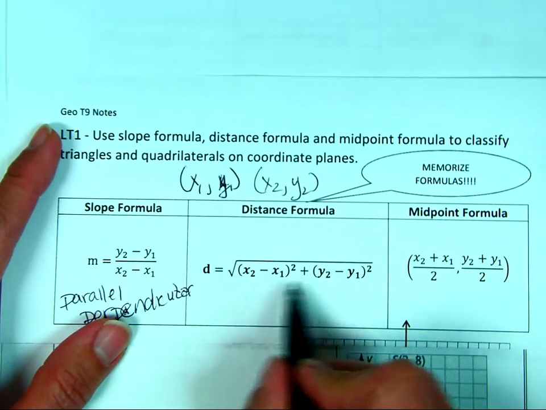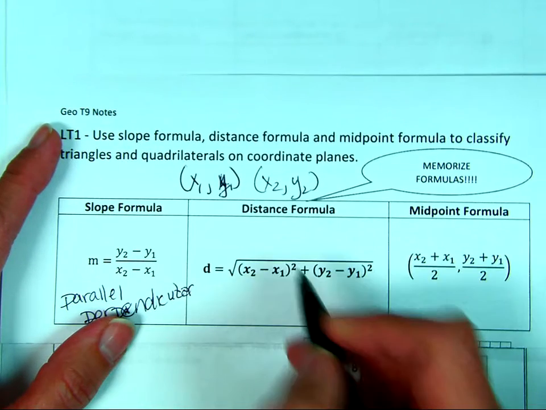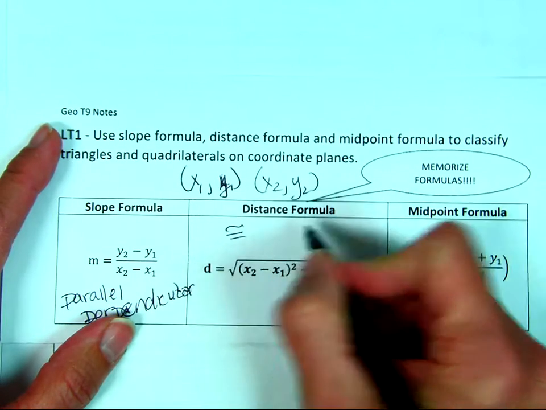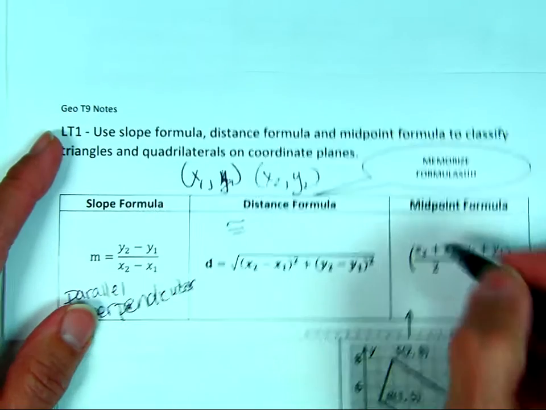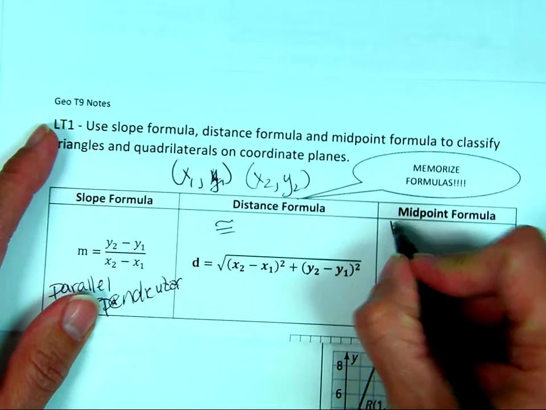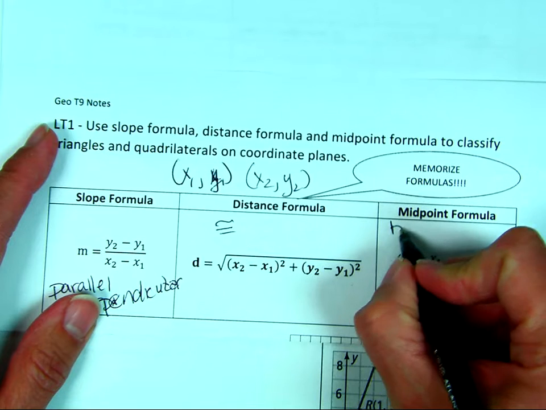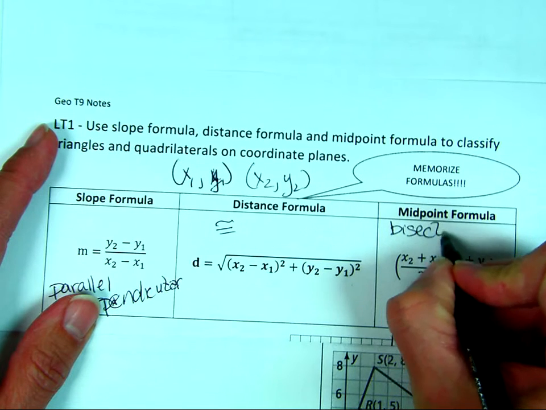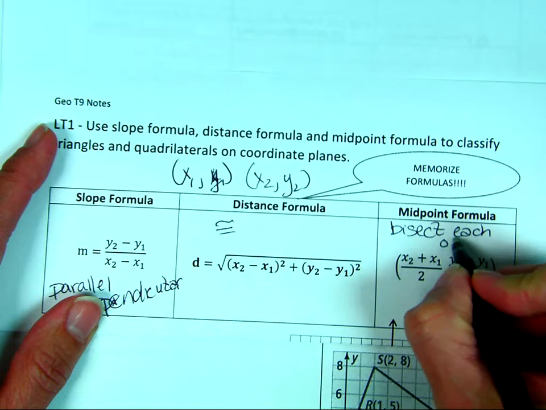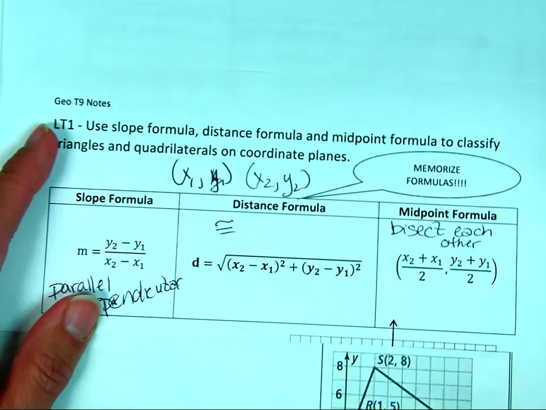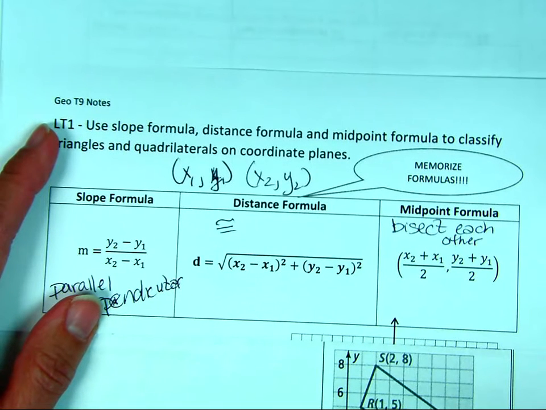Okay, distance formula. You're going to use that to show things are congruent or not congruent. That's what you're going to use the distance formula for. Midpoint, you're going to use it to find the midpoint, but if you find the midpoint of two different segments and they're the same, that means they bisect each other. So to say that again, if two different segments have the same midpoint, then they bisect each other.